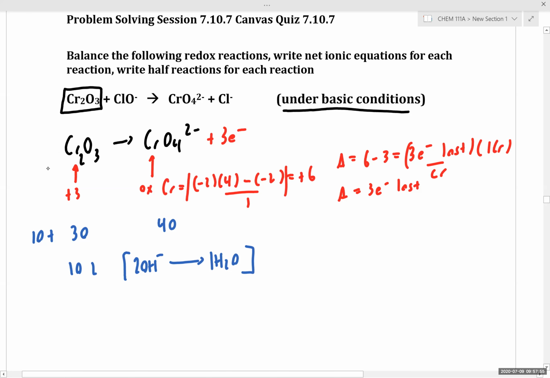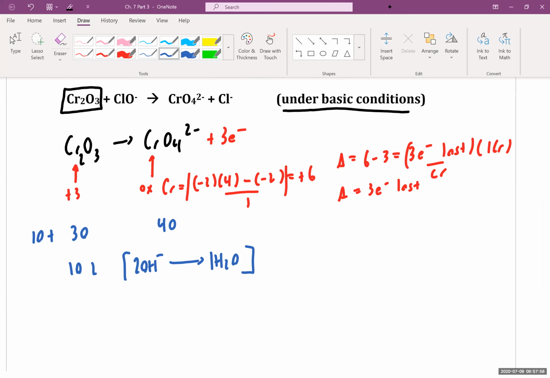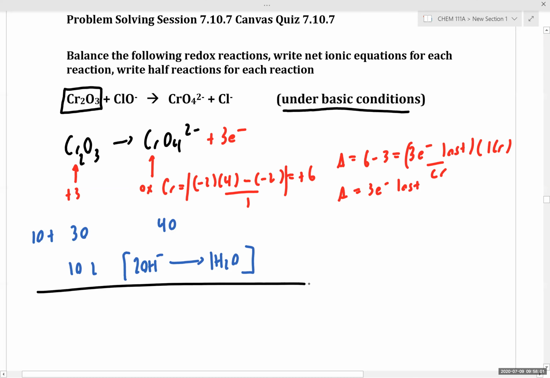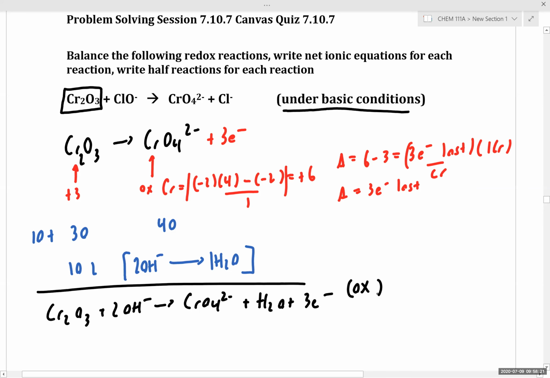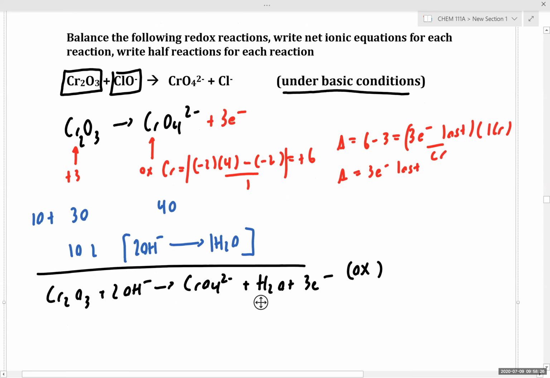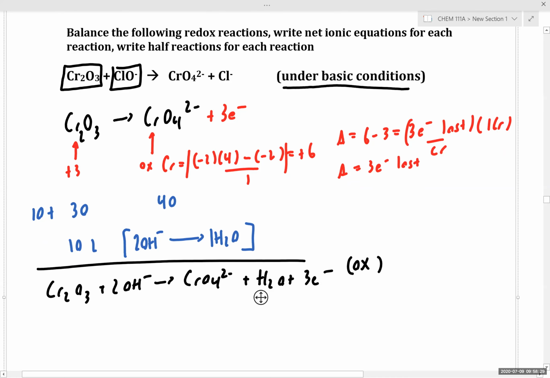So if we combine our equations together, we get Cr2O3 plus 2OH minus leads to CrO4 2 minus plus H2O plus 3 electrons. So this would be our oxidation half reaction. And I'd like you now to try to write out a balanced equation for our reduction half reaction. And we'll discuss the balanced reduction half reaction in about 3 to 4 minutes.